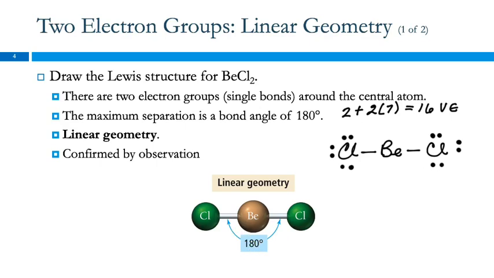That's the minimum energy, so it's more stable. So then we look at how this lines up, and it's a line. And so we call this a linear geometry. All the atoms are in a line. Linear seems to make sense, and this is confirmed by observation. Any questions?